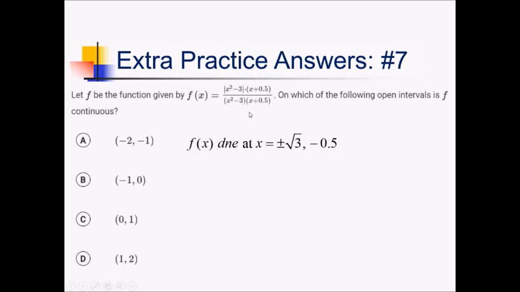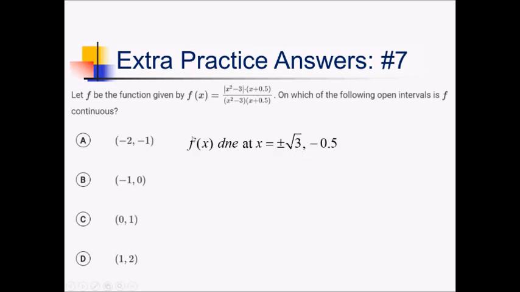Or if there was some kind of jump, it would be at plus or minus radical 3 because of this absolute value. So these are our discontinuities, whatever types they are, one way or another. So let's just go through these intervals now and pick the interval that doesn't have any of these numbers in it.